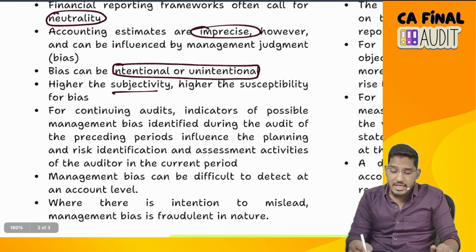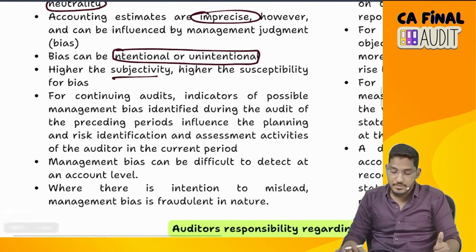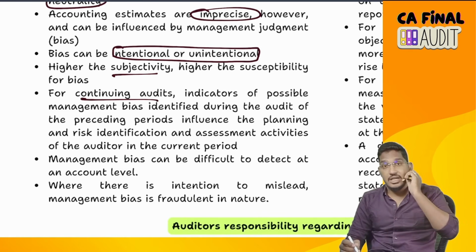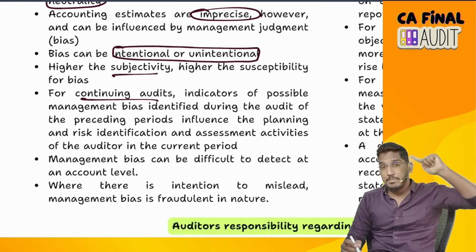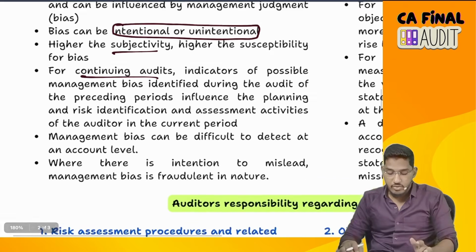Higher the subjectivity, higher will be the bias. More subjectivity is involved in the estimate, more will be the bias. And also for continuing audits, for example, if last year you also did the audit and you got to know about any bias in the management decisions, in the current year also you have to be very much careful about it.